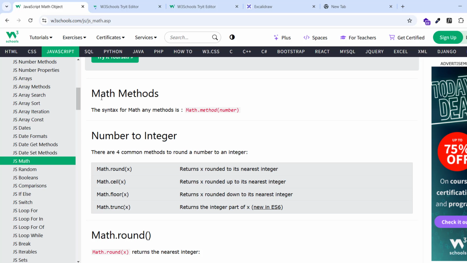Okay, Math methods. The syntax for a Math method is Math.method(number). There are 4 common methods to round a number to an integer. Math.round returns the number rounded to the nearest integer. Math.ceil rounds up to the nearest integer. Math.floor rounds down to the nearest integer. Math.trunc returns the integer part of x.